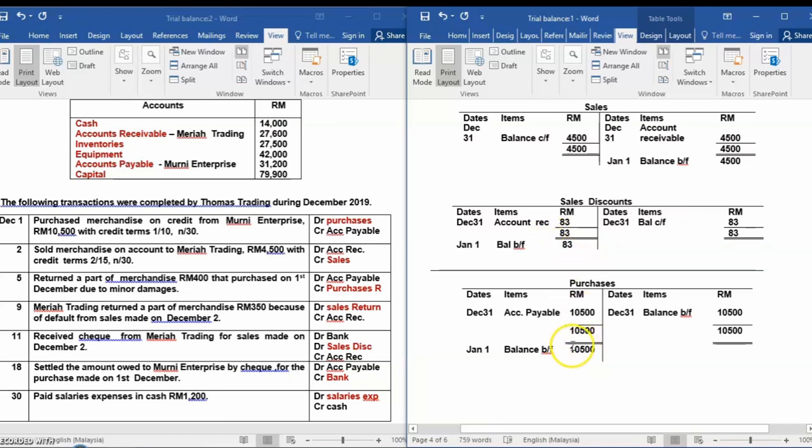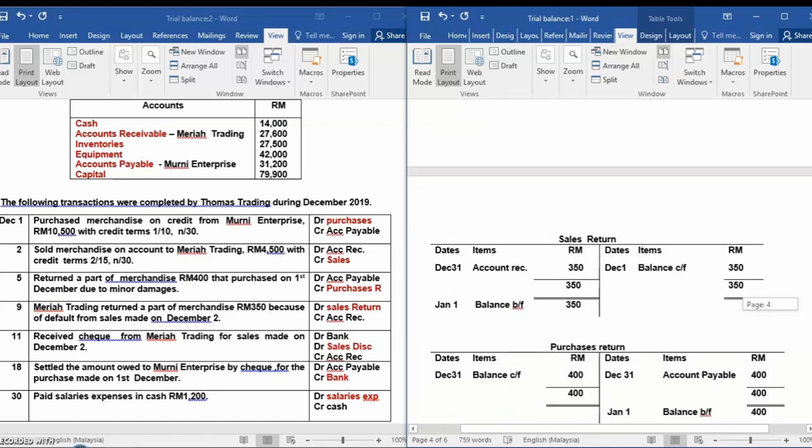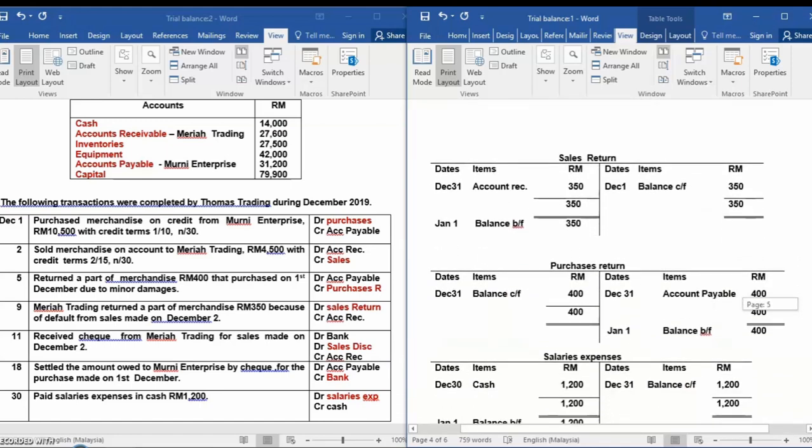Purchases. For purchases, you got the balance brought forward in the debit side. We look at the transaction for purchase, 10,500 in the debit side. So purchase, this is the amount. Now we look at it, and you have to close. Then you have to record it in the trial balance debit side. For the next transaction, sales return, you got the balance brought forward in the debit side. So record it in the trial balance debit side.